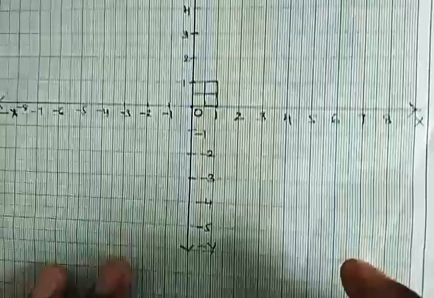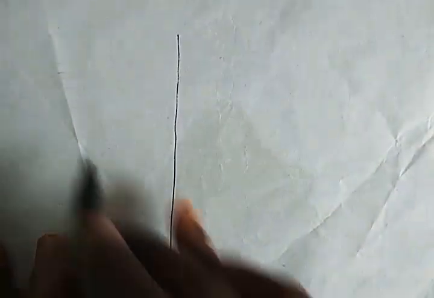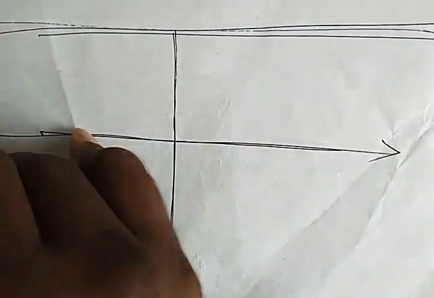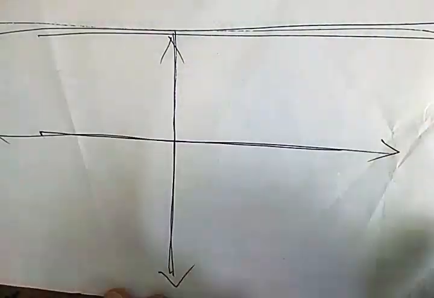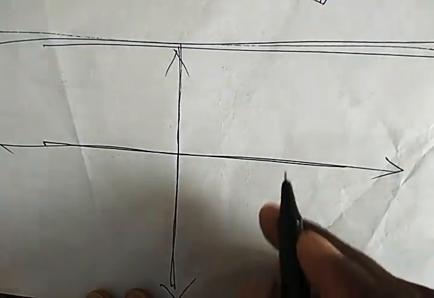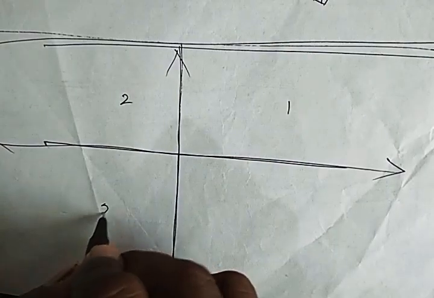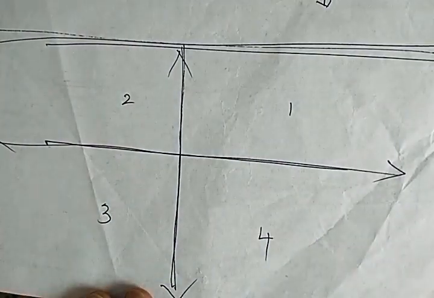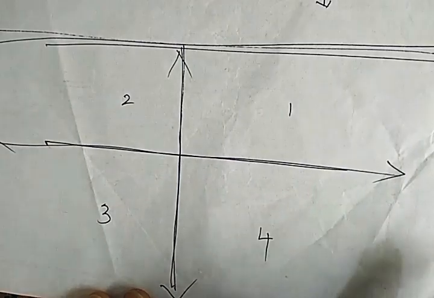Now here you can see before drawing these two lines, it was like this plain space. But because of drawing these two lines, horizontal and vertical, this whole plane space is now divided into how many parts? 4 sections. 1, 2, 3, 4 sections, right? So this is nothing but the Cartesian plane. We call it the Cartesian plane.